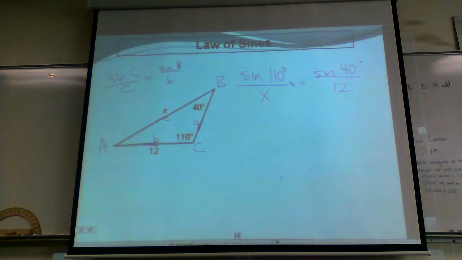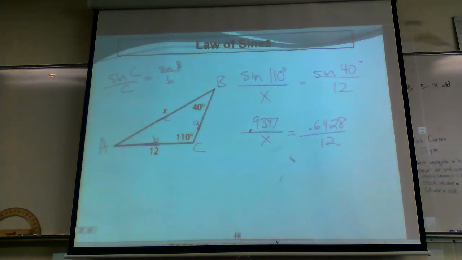So this is just cross multiplying. What I would probably suggest you do is make both those sines decimals, so you don't confuse yourself in terms of what you're multiplying together. So like, what's the sine of 110? 0.9397. So over x, what's the sine of 40? 0.64.